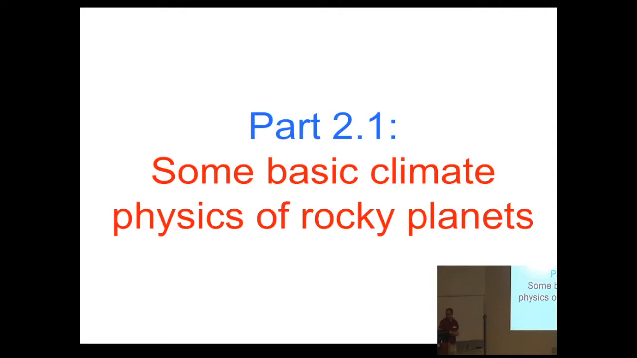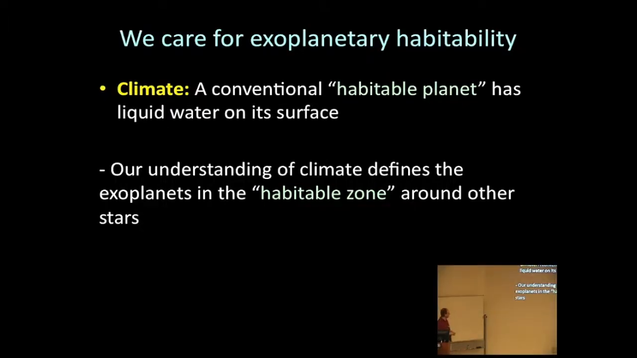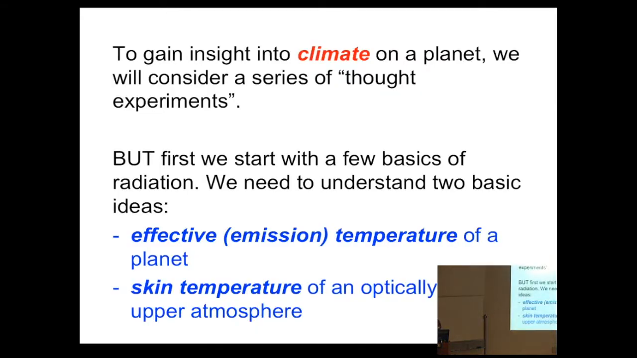So first of all then, some basic climate physics. Why do we care? We care for Earth-like exoplanets basically because of the issue of habitability, which conventionally defined means liquid water on its surface, so having a temperature and pressure regime where that's possible. And of course, this defines the habitable zone around other stars. So to gain insight into climate, let's consider some simple thought experiments.